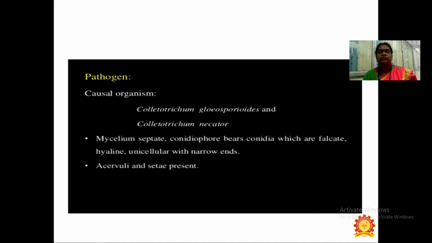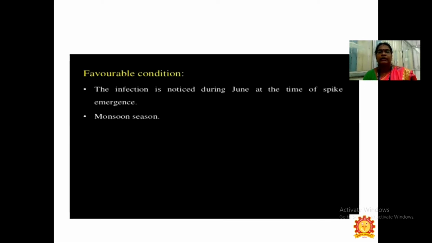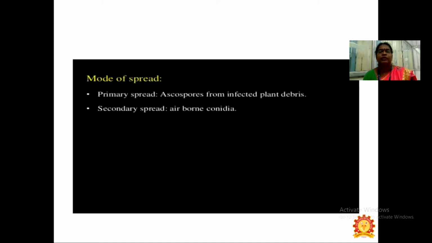Pathogen: the pollu disease is caused by Colletotrichum gloeosporioides and Colletotrichum necator. The mycelium is septate, with conidiophores and conidia, which are falcate, hyaline, and unicellular with narrow ends. Acervuli and setae are present. Favorable conditions: the infection is noticed during June at the time of spike emergence, in the monsoon season. Mode of spread: primary spread by ascospores from infected plant debris; secondary spread by airborne conidia.